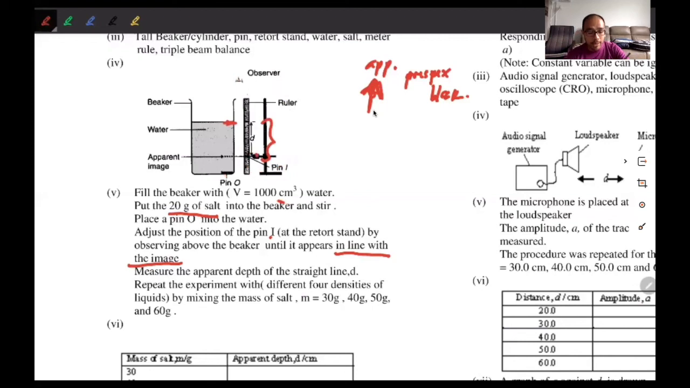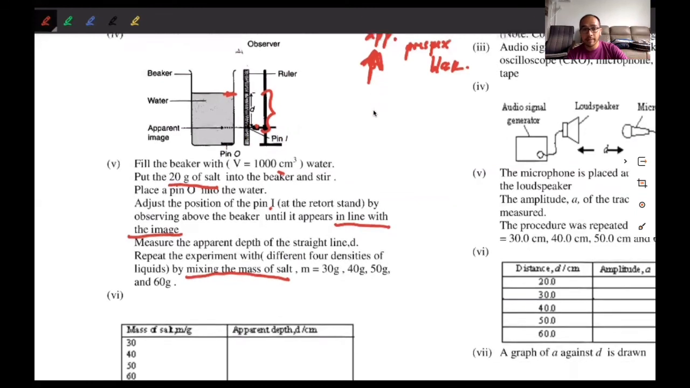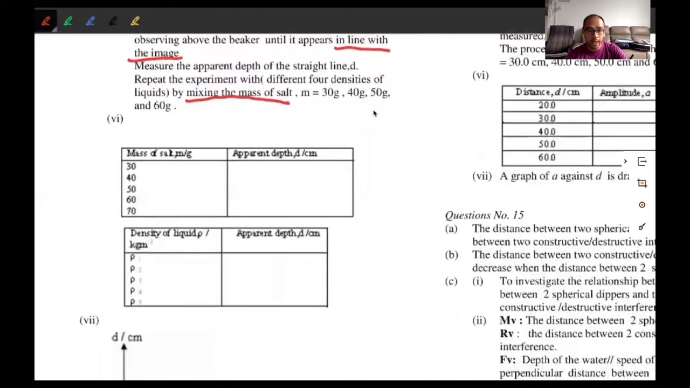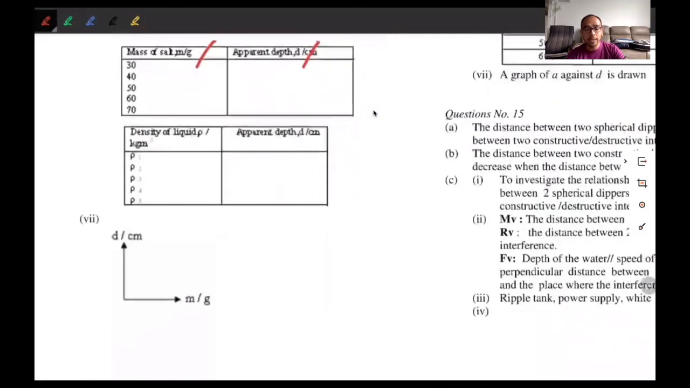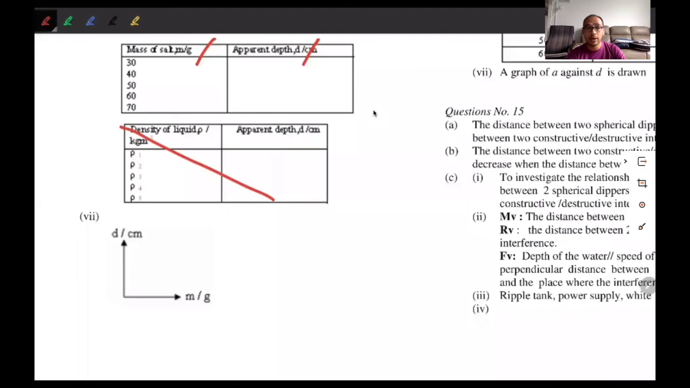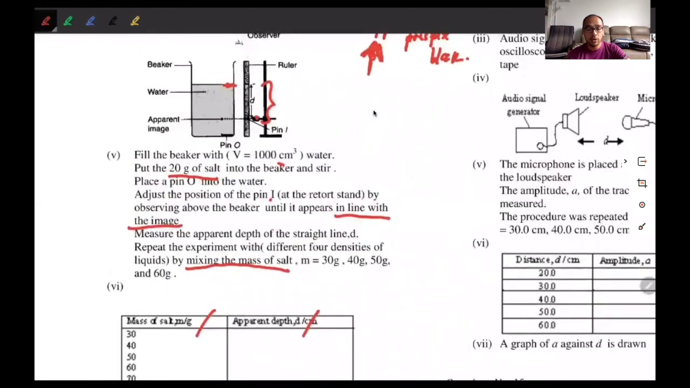Then you repeat the experiment with different masses of salt. Kamu tambah lebih banyak garam. So you have 30 grams, 40 grams, 50 grams, 60 grams. So what you will have is the mass of the salt and the apparent depth. You don't actually even have to have this. You can always write the operational definition.